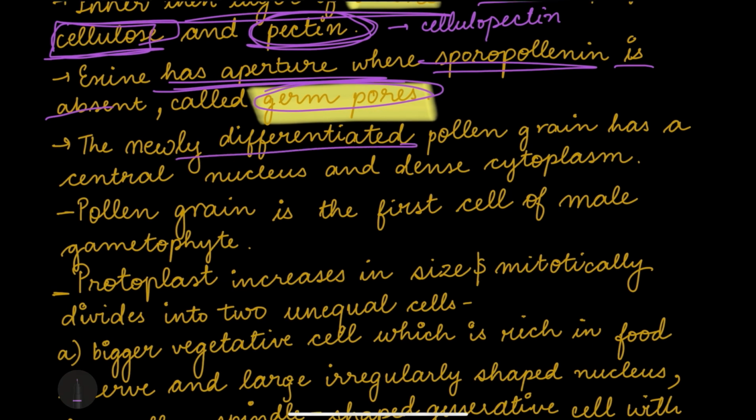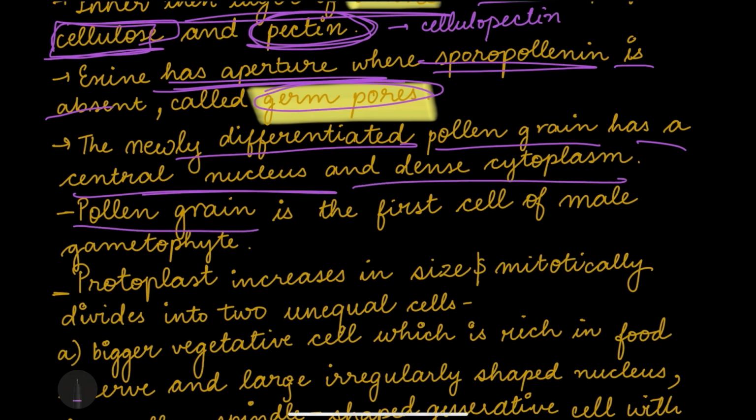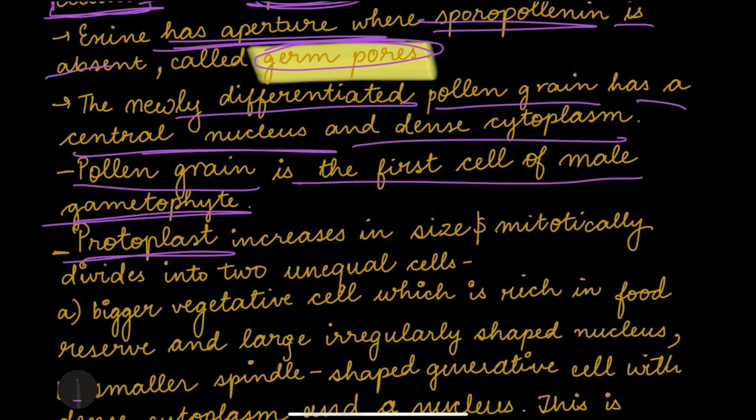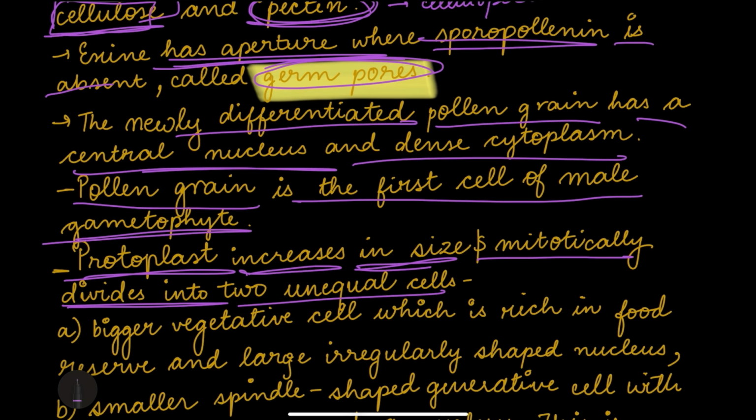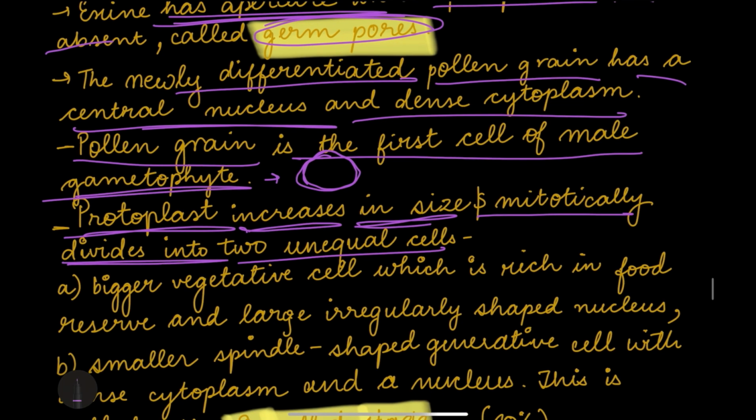The newly differentiated pollen grain has a central nucleus and a dense cytoplasm. Pollen grain is the first cell of male gametophyte. I told you, these pollen grains are the first cell of male gametophyte. Okay, protoplast increases in size and mitotically divides into two unequal cells. Okay, the entire protoplast, this entire region, protoplast, it gets divided into two unequal cells.